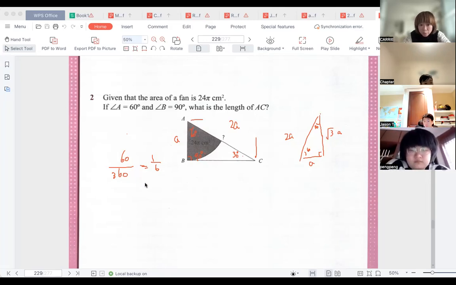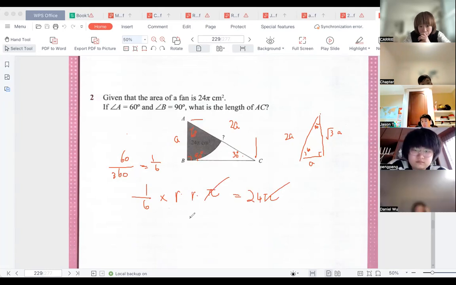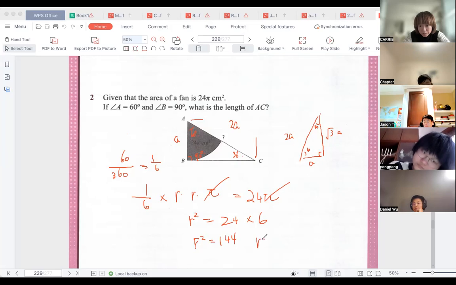It is 1/6 times r squared times pi, correct? So that equals 24 pi. On the left and right, pi and pi are gone. So r squared equals 24 times 6. R squared equals 144. So r equals 12. If r equals 12, which is AB, so AC equals what? Equals 24.